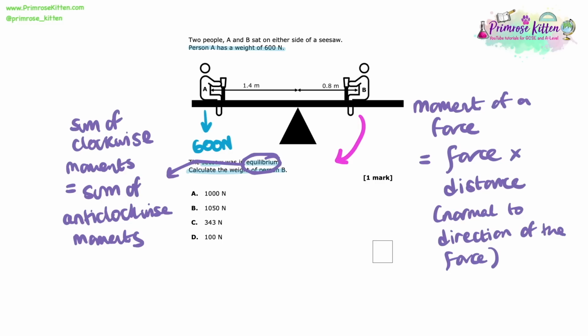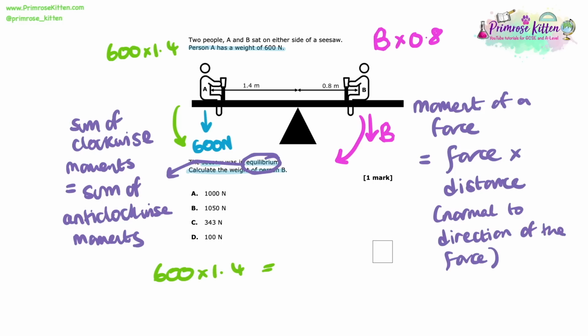So let's start by looking at B. So B has a weight as well. And imagine around that pivot, what's going to happen is the seesaw is going to go around in a clockwise direction. Whereas the person at A, again, if you think of that seesaw, it's going to go down, which is effectively moving in an anti-clockwise direction. If we work out the moments of each, so the anti-clockwise moments are 600 times 1.4, and that's equal to the clockwise moments, which will be B times 0.8.